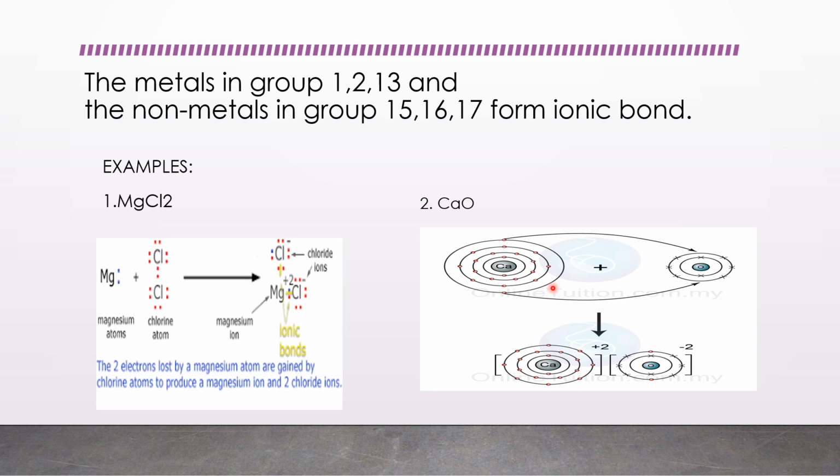The outermost electronic configuration of calcium is 2, 8, 8, 2. Okay, and oxygen is 2, 6. Oxygen needs 2 more electrons to become an octet. So calcium gives its outermost 2 electrons to oxygen. So it becomes Ca2+ and O2-. Okay, the bond between the two is the ionic bond. These are the examples for ionic compounds.